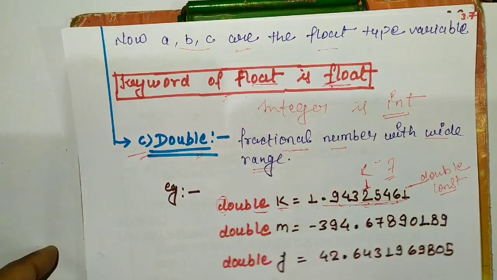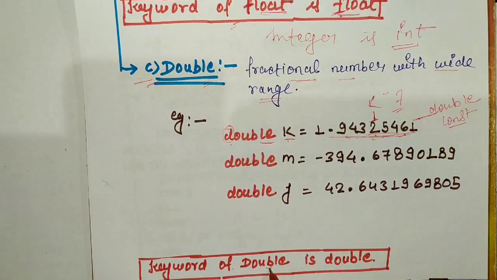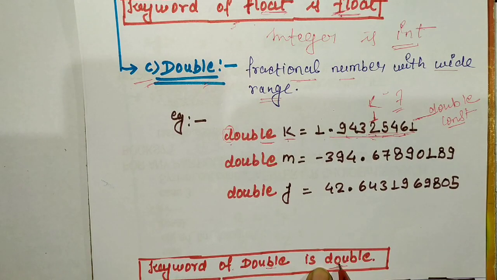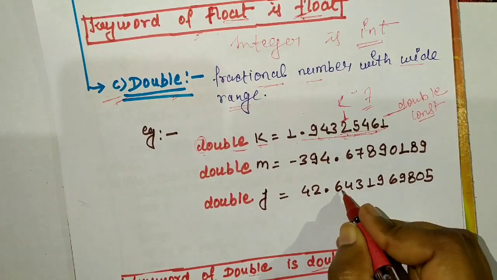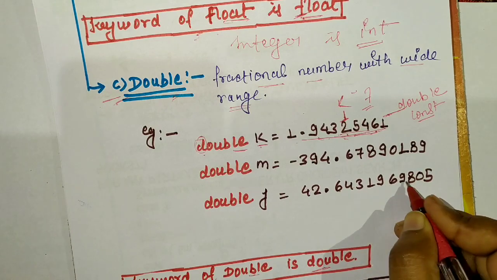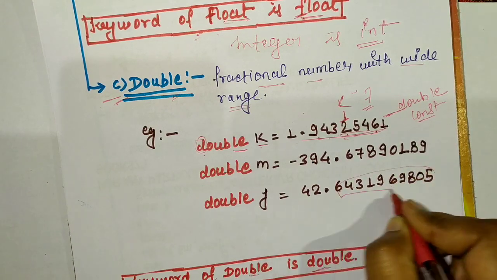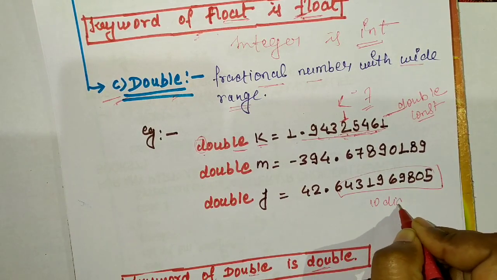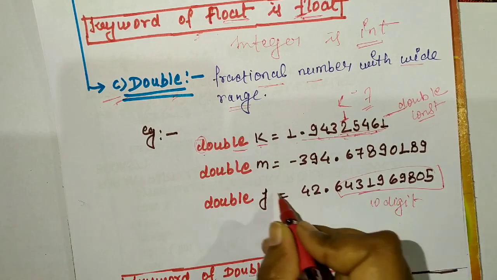The keyword of double is double, in small letters. Here we can also check: 1, 2, 3, 4, 5, 6, 7, 8, 9, 10. It contains 10 digits. So it is a double.